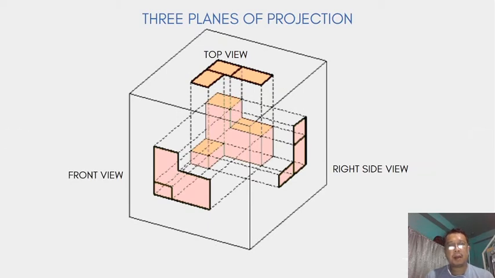Then the next one, we have the third example. We have the three planes of projection. In the middle of the slide, this is the isometric drawing, then this is the front view, this one is the right side view, and this one is the top view of the object. Again, by simply changing the POP of the object, we can see the different sides or different views of the object, depending on the POP of the object.